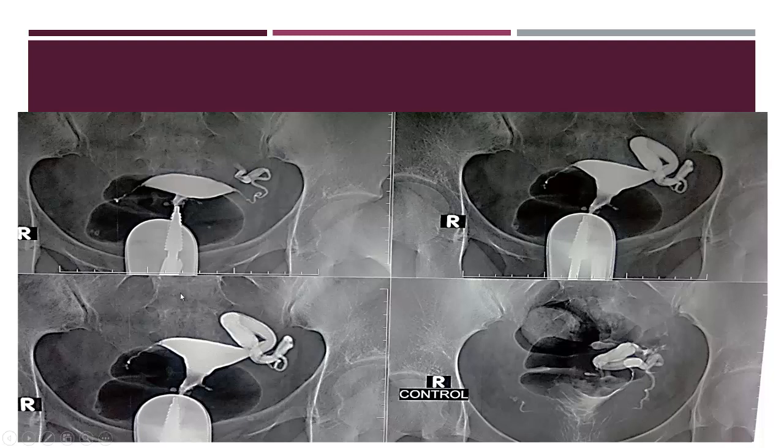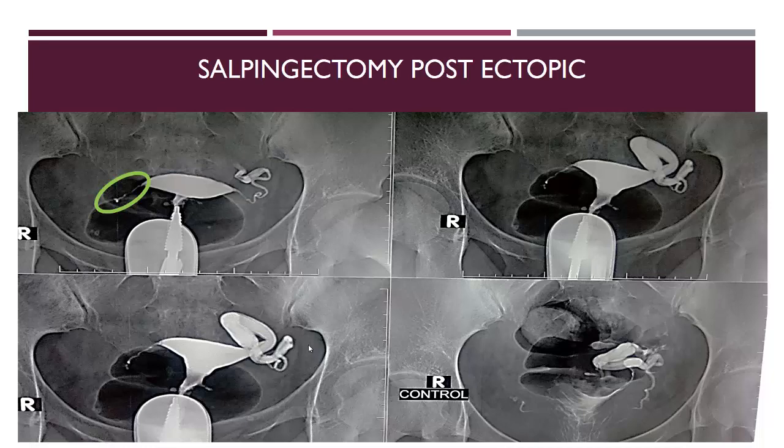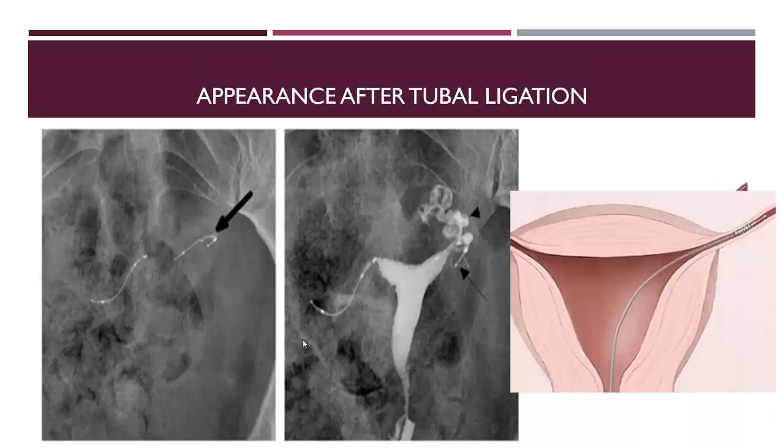Another case. In this case, there is an important finding you have to pick out: this tube is not complete. This is mostly post-ectopic salpingectomy. Only the isthmic part is seen. And here we can see the other tube also shows fimbrial adhesions with consequent hydrosalpinx, mostly due to adhesions caused by the ectopic. So this is post-ectopic salpingectomy with hydrosalpinx on the other side.